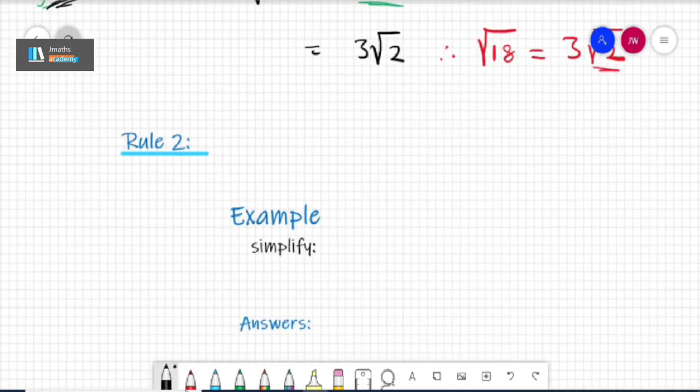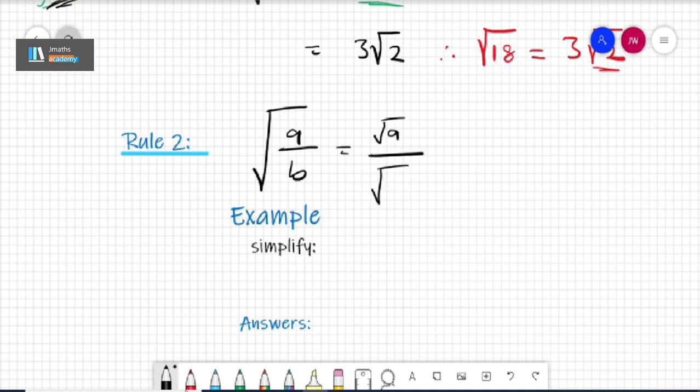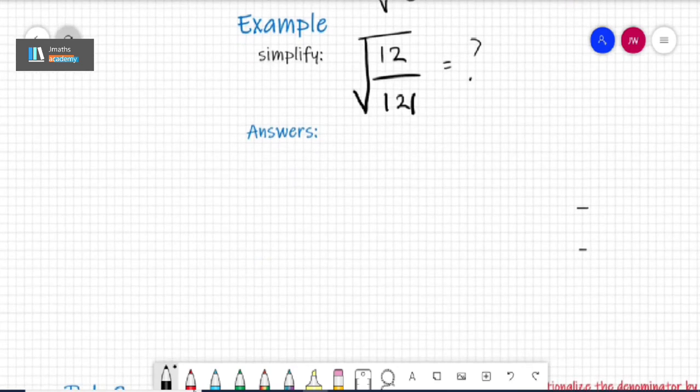Now for the second rule, you have a single root of A over B equal to root A over what? Root B. Okay, we have a question here also, and we are asked to simplify a single root of 12 over 121. So this expression will give us what? Okay, so all we need to do here is to simplify this question according to our rule.